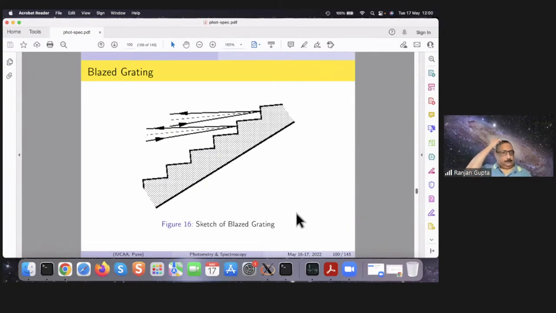Now, quickly, something about gratings. These are very old instruments, more than 100 years old, from when spectroscopy was started, initially in the lab. And then, of course, in astronomy, the instruments were coupled to the telescope.